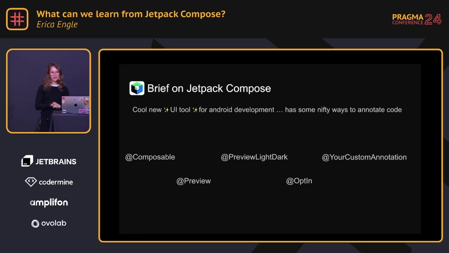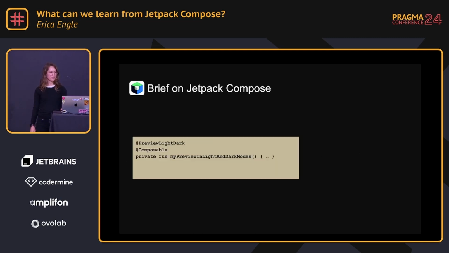This cool new UI tool for Android also has some nifty ways to annotate code. There's lots of annotations like Composable if you want to make sure that you're doing things with Compose, Preview if you want to set up previews that you're going to use, maybe you'll check them in. Preview light dark if you want to specify that you're doing a preview and you want to see it in light mode and dark mode. OptIn, your custom annotation, you name it. There's lots of ways for Jetpack Compose to be annotated in the functionalities that you build.